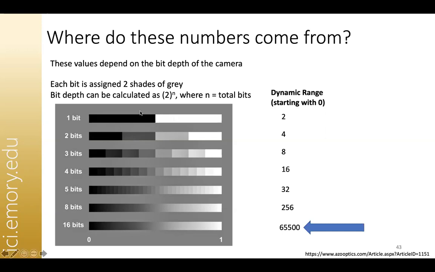So, that's based on 2 to the power of n. If we go with 5 bits, that's 2 to the power of 5, which means 32 different shades of grays. So 0, white, and shades of grays, everything in between.